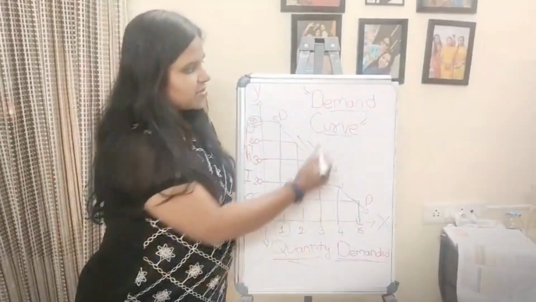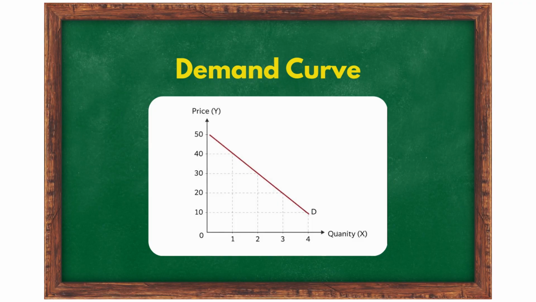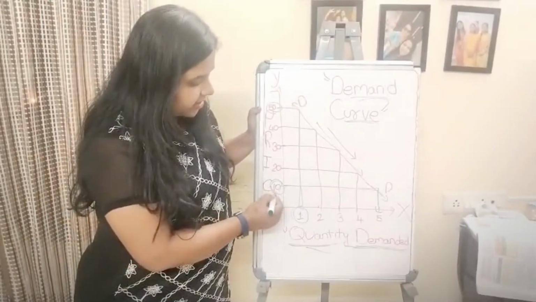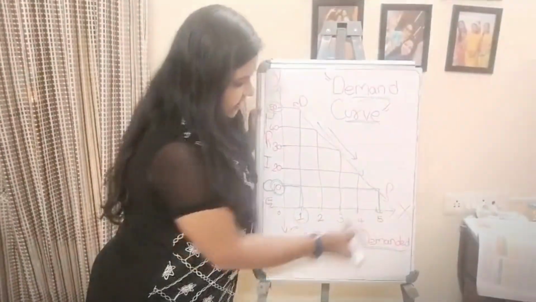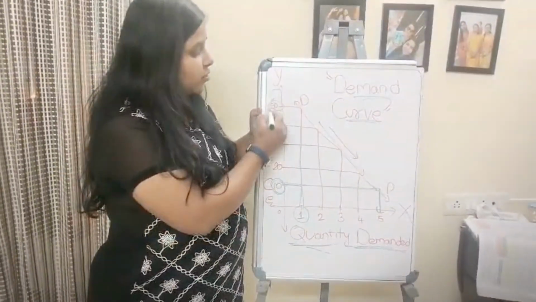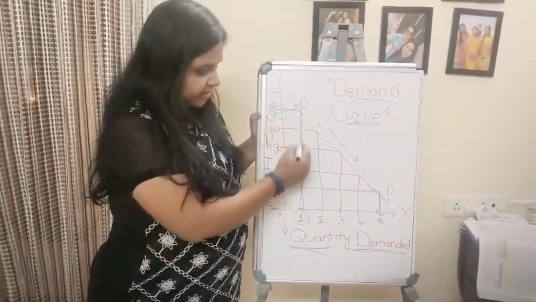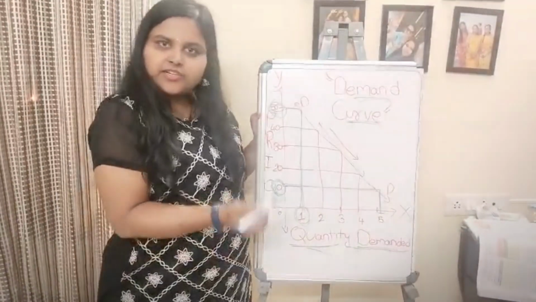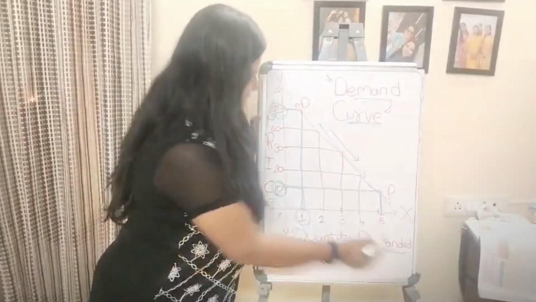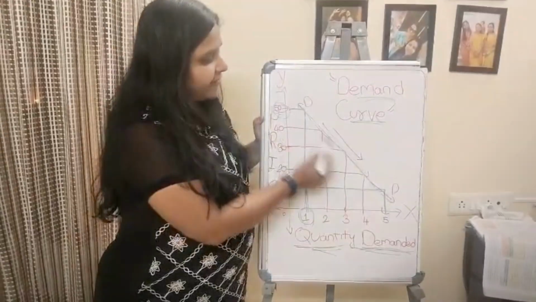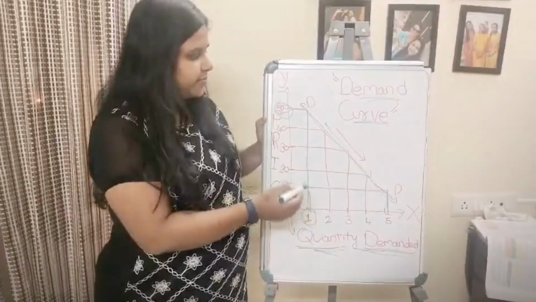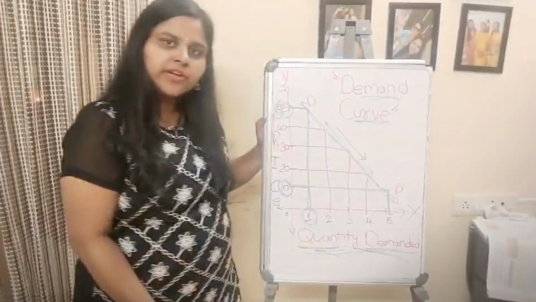Okay, now this graph shows a demand curve. Here the x-axis shows the quantity demanded for a commodity and the y-axis shows the price of a commodity. Say, for example, when the price of a commodity is 10 rupees, then the quantity demanded for that commodity is say 5 kg. But when the price of a commodity is 50 rupees, then the demand for that commodity is say 1 kg. So again, it shows an inverse relationship between quantity demanded and the price of a commodity. So this demand curve slopes downward from left to right, which shows an inverse relationship between the price and the quantity demanded of a commodity.